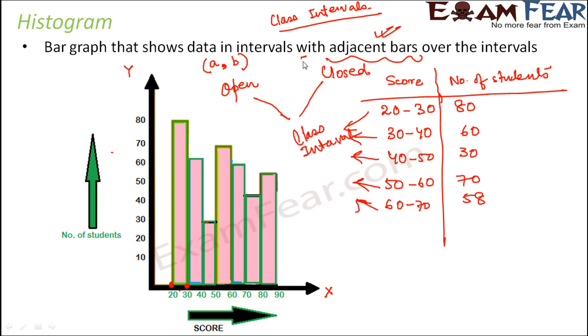So a closed interval is generally denoted by the third bracket, and we write it like this: a comma b with third brackets. That means it is closed for both the lower limit as well as the upper limit, right? So that is open and closed interval.